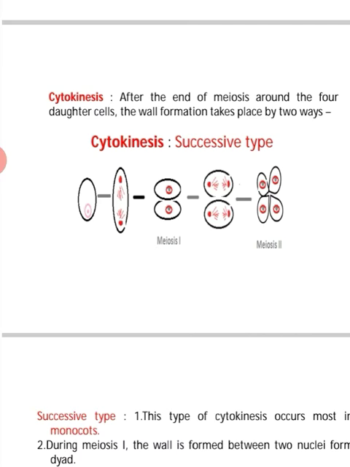So here the wall is developed, and then these two cells undergo a simple division, and the four cells are produced. So you remember that in the successive type, the wall completion is there after the first meiotic division. This is the wall completion.